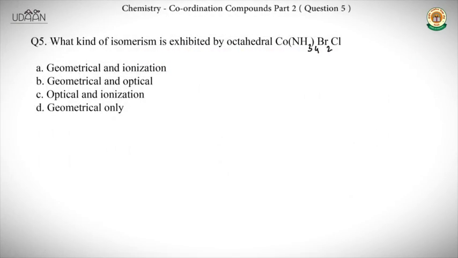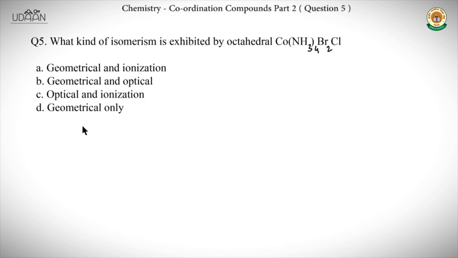We have covered a few questions related to the nomenclature and the magnetic properties of coordination compounds. Now we'll move on to the next important topic, which is isomerism. In question number 5, we are asked to find out what kind of isomerism is exhibited by the octahedral compound shown. Now let's see how we'll find that out.